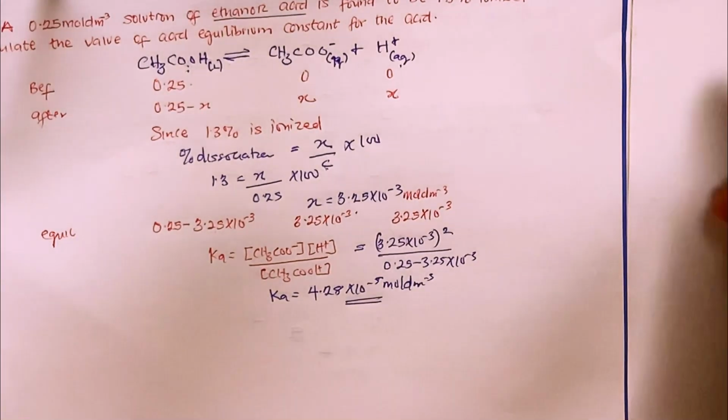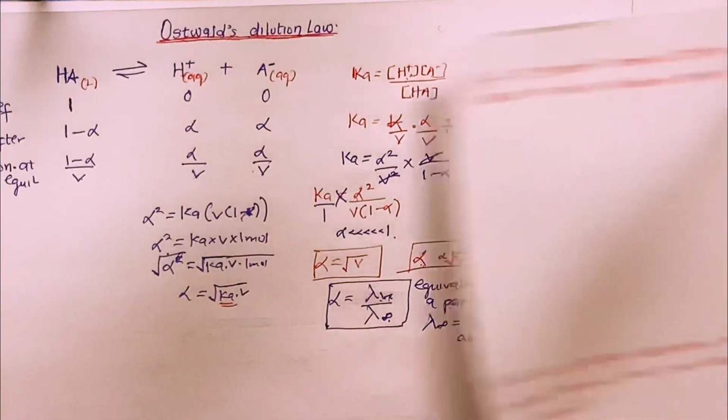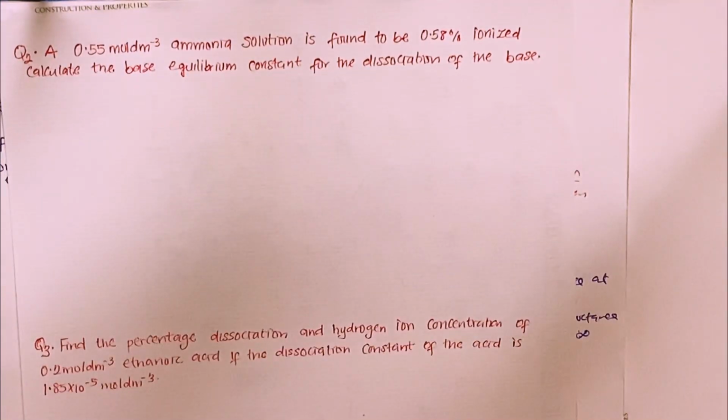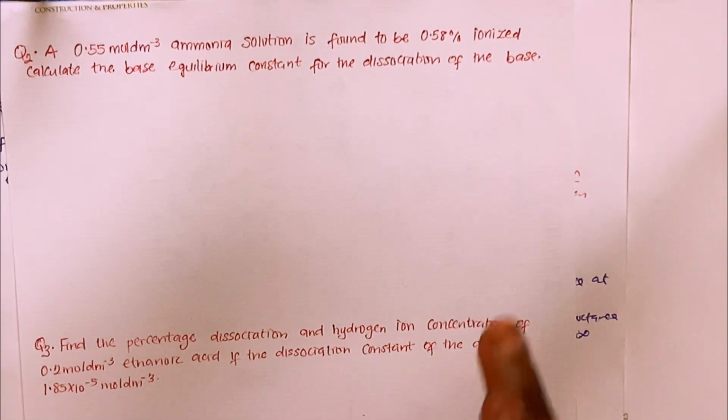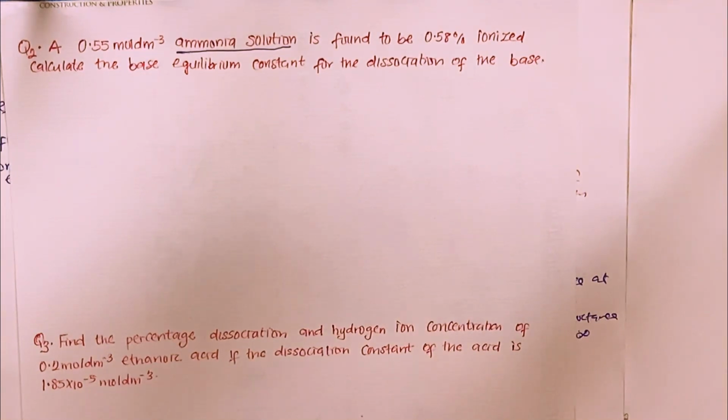Now let's move to the second question. It says 0.55 mole per dm cubed of ammonia solution is found to be 0.58% ionized. Calculate the base equilibrium constant for the dissociation of the base. Looking at this question, it's very simple. It's similar to the first one, but the first one was talking about an acid, while this one is talking about a base. The base here is the ammonia solution, and you all know that ammonia is a base.